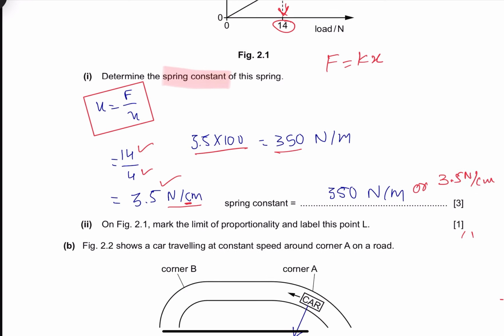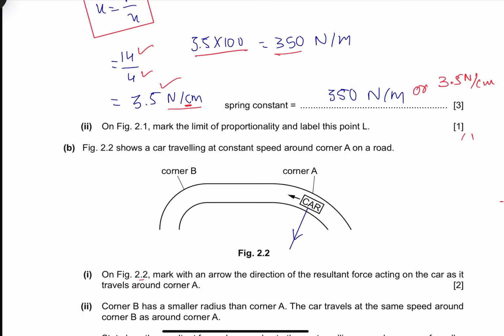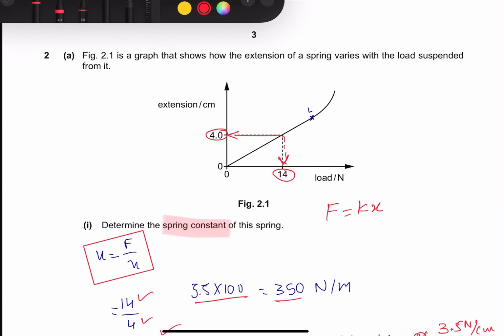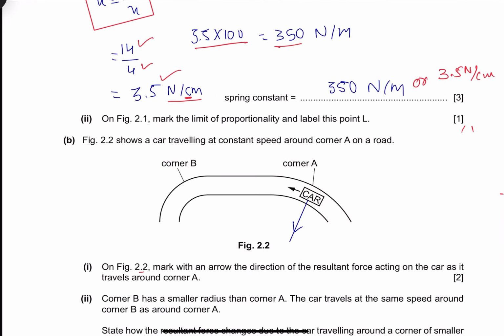Both are acceptable. In the second part, we have to mark the limit of proportionality and label this point L. The limit of proportionality is the point where the straight line ends. If you see, this is the straight line, and this is the point where it starts to curve upward. So this point is the limit of proportionality.